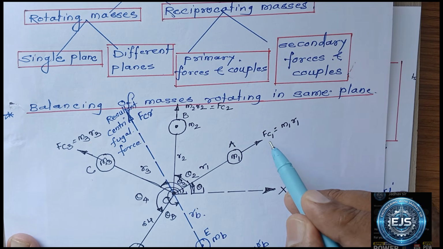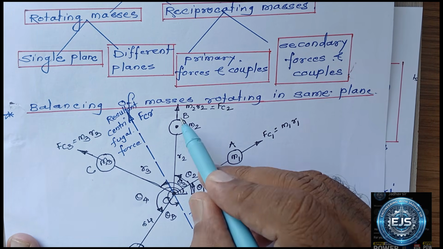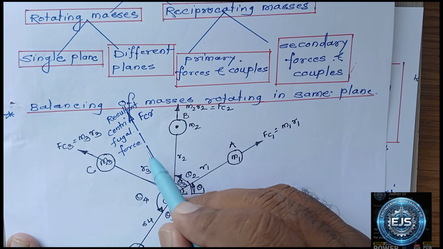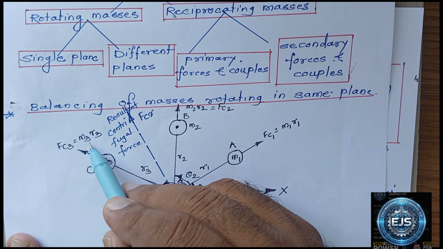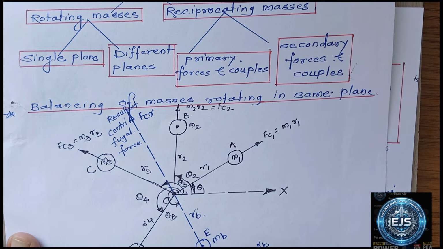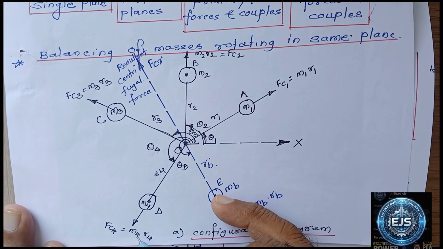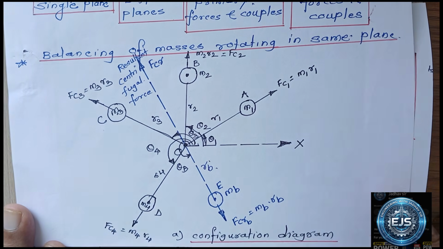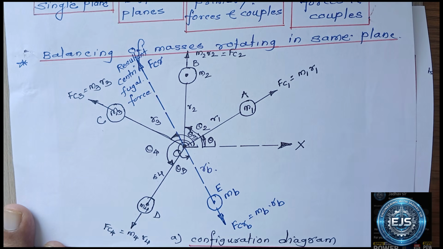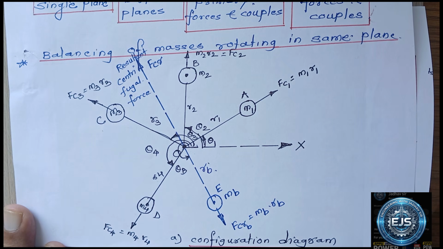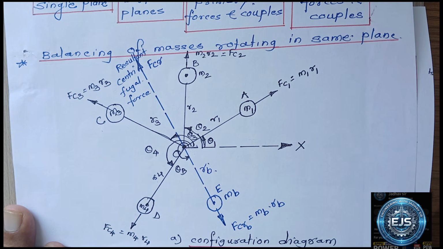So here, from the diagram you can see that the first force is fc1, that is m1 into r1. The second force is fc2, equal to m2 into r2. The third force fc3 is equal to m3 into r3, and the fourth mass is fc4, equal to m4 into r4. Here the omega square term is cancelled out because all these masses are rotating with the same angular velocity, and the centrifugal forces are given by m1 r1, m2 r2, m3 r3, and m4 r4 respectively, acting on the four masses whose magnitudes are m1, m2, m3, m4, and their radii of rotation are r1, r2, r3, r4.